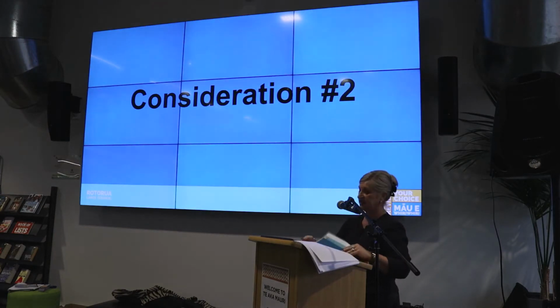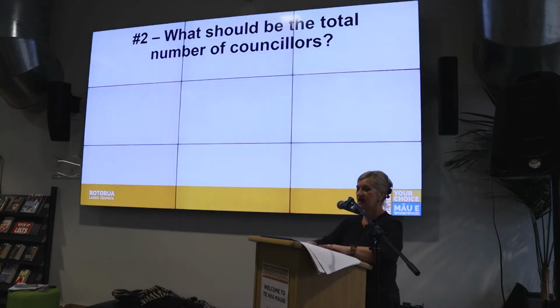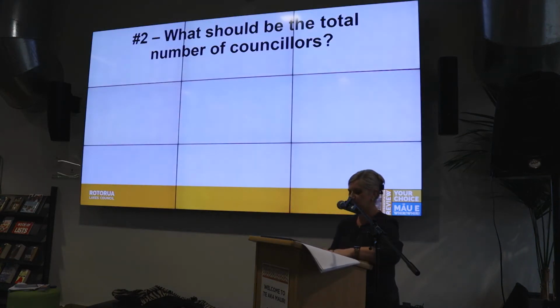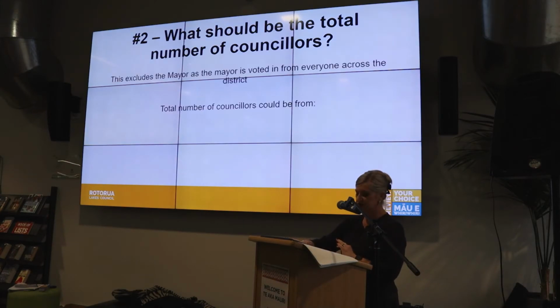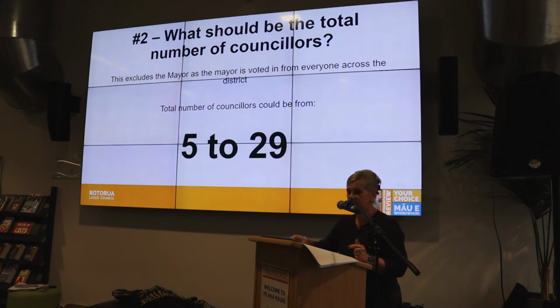The second consideration is having a look at what the total number of councillors might be, sitting around that council table and making decisions on behalf of all of us. That total number excludes the mayor, as the mayor is voted from everybody across the district. However, the rules state that we can have a minimum of 5 councillors, and you can have anywhere up to 29 councillors.